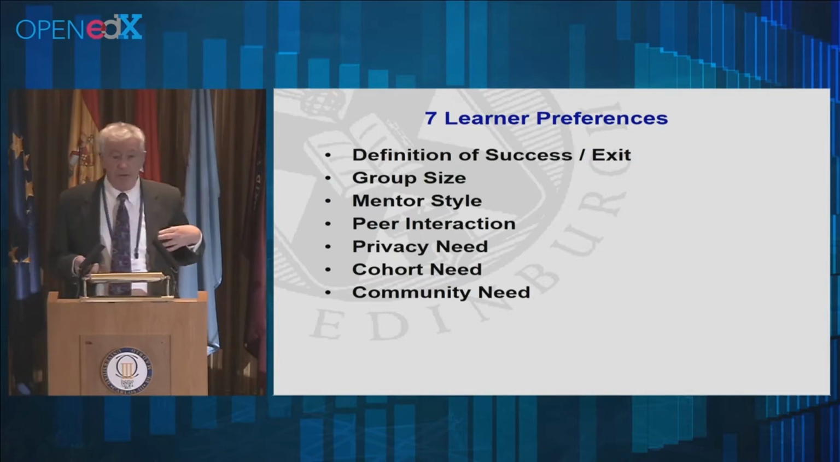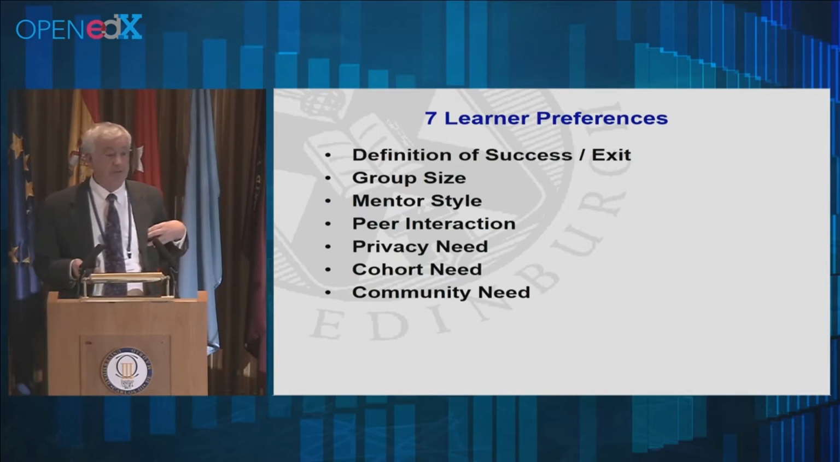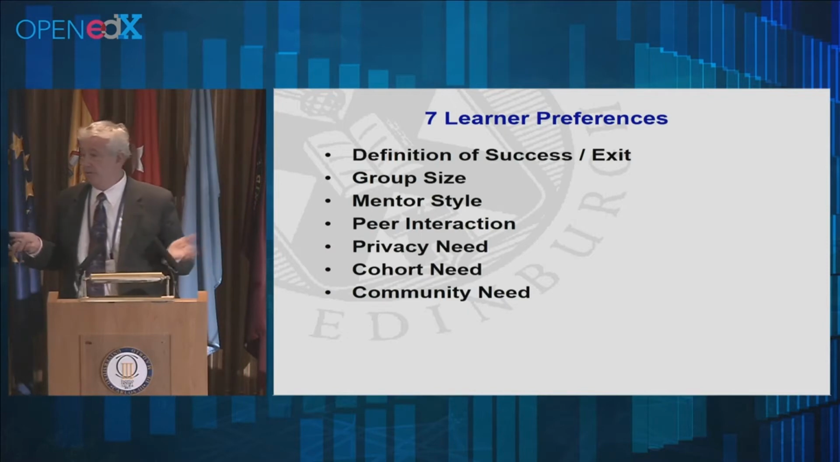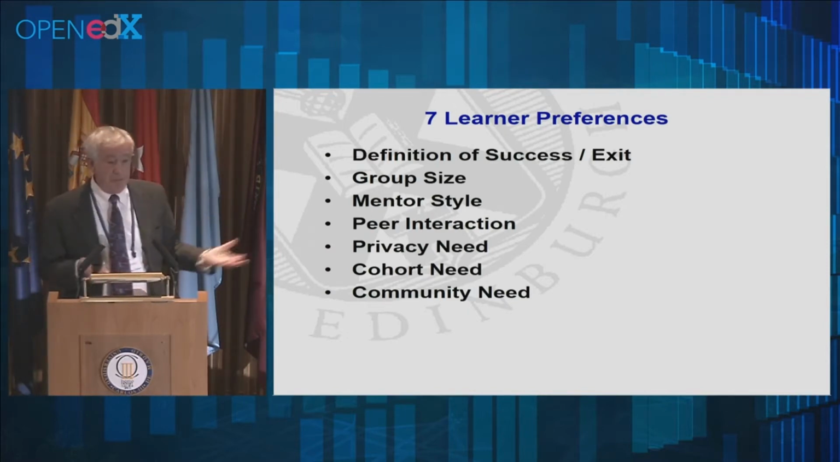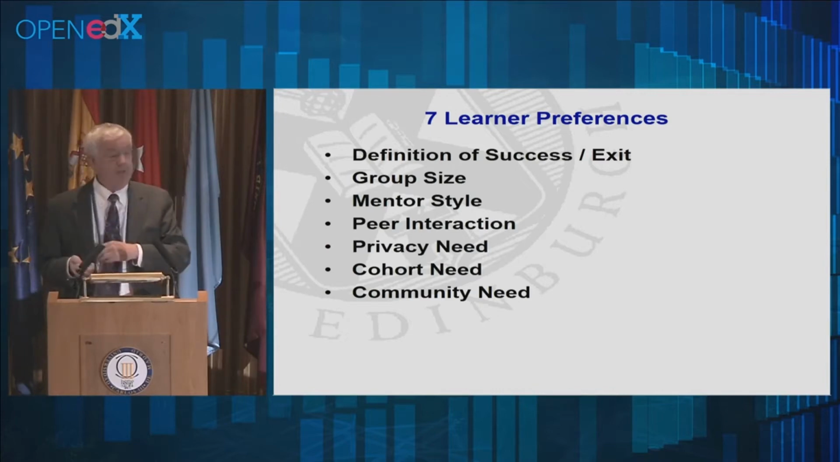They differ with what sort of group size. Some learners are happiest with a group size of 1. Some learners are happiest with a group size of 100, so they can hide at the edge. What sort of mentor, what sort of peer interaction they work with, how much privacy they need. Do they need a cohort? Quite a lot of learners really do want a cohort.